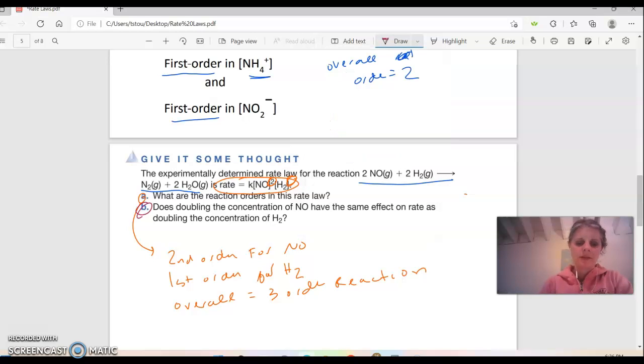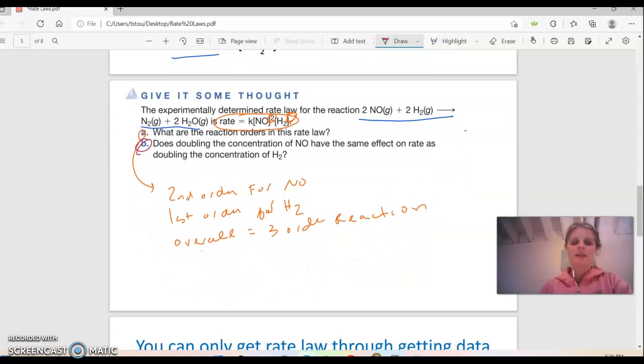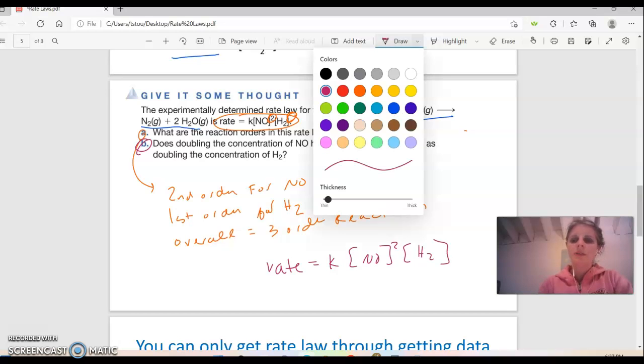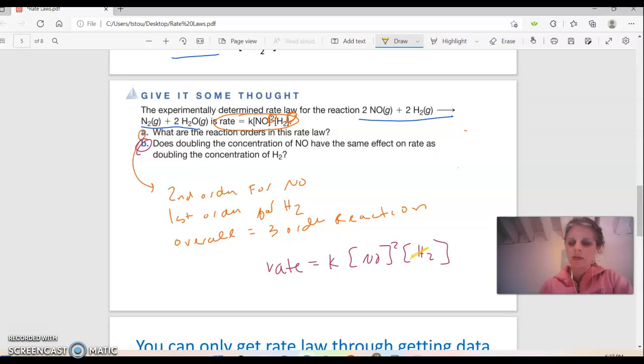All right, looking at B. It says, does doubling the concentration of NO have the same effect on the rate as doubling the concentration of H2? Let me bring down the rate law here a little bit better. What it's saying is, if I double the concentration of H2, if this was 1 and it becomes 2, the rate was 1 when the concentration is 1, but when I double it, it becomes 2. So every time I double it, it becomes twice as fast. Does that same thing happen when I'm looking at NO?